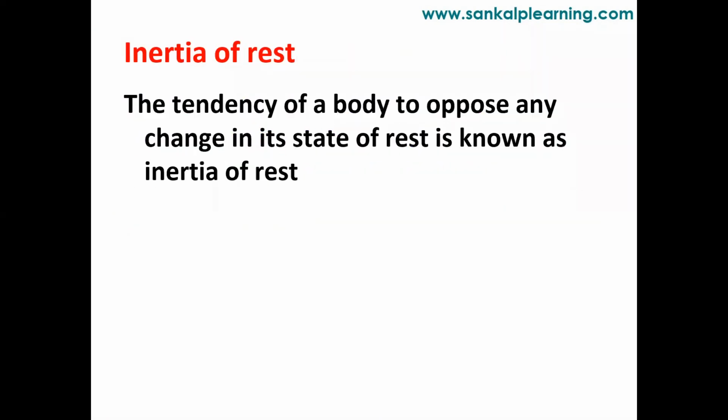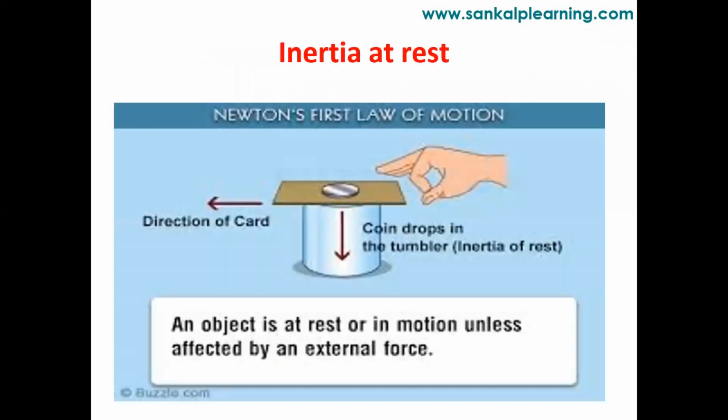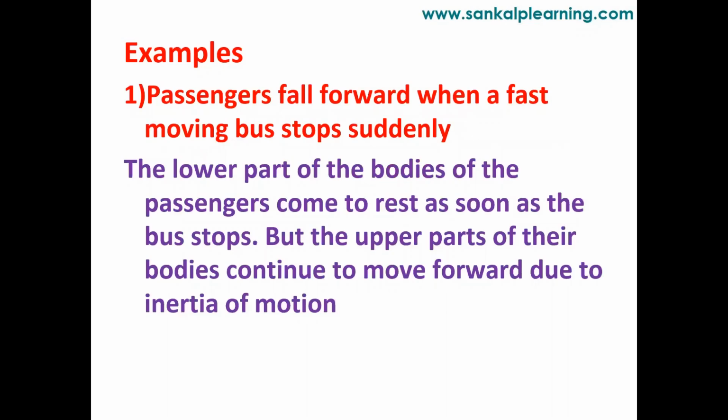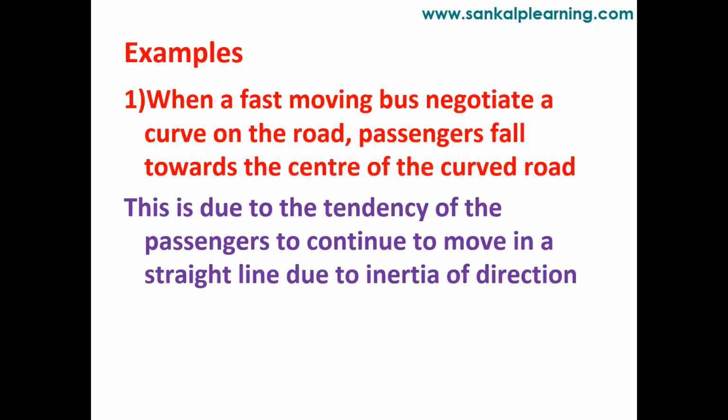Along with that, we discussed the examples, and in Newton's first law we came across the concept of inertia. What is inertia? It is nothing but the property of a body to oppose change, and that is called inertia. In inertia we have three types: inertia of rest, inertia of motion, and inertia of direction.